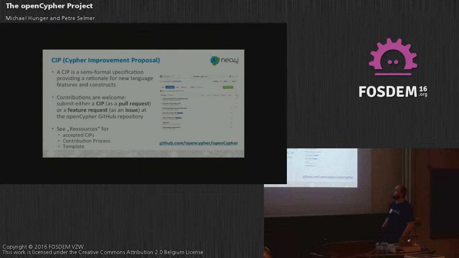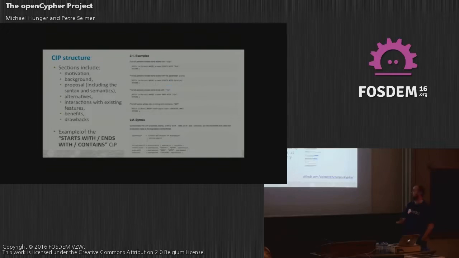So what do we have? Something that we already have is the CIP, the Cypher Improvement Proposal. If someone has an idea on how to improve Cypher as a language, you can just send a pull request to this repository that contains the existing proposals. You can also submit feature requests when you have an idea but don't have anything formal, just an itch or hunch about what you want to do. There's already a number of accepted CIPs. There are also templates and information about the contribution process.